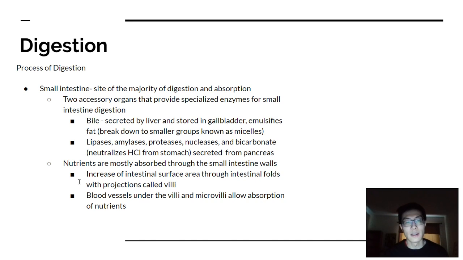And then finally, the nutrients are going to be absorbed through the small intestine walls, which have folds called villi and microvilli that increase the intestinal surface area for absorption. And then there are blood vessels underneath the villi and microvilli that allow for absorption of nutrients.